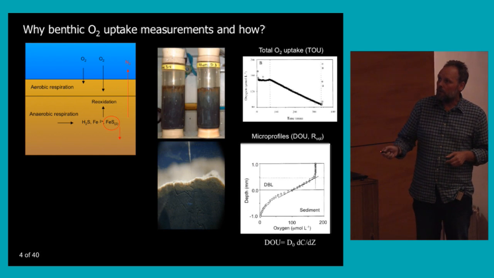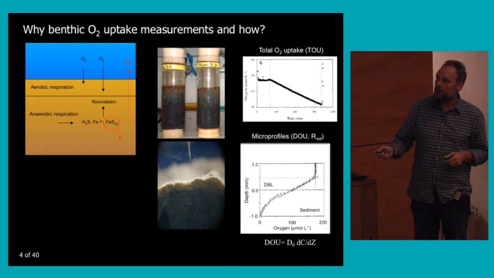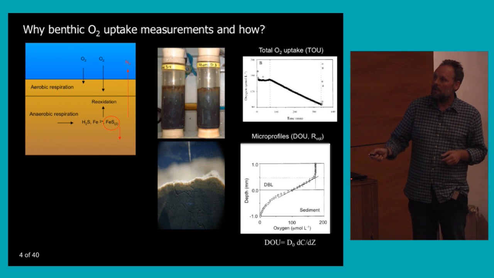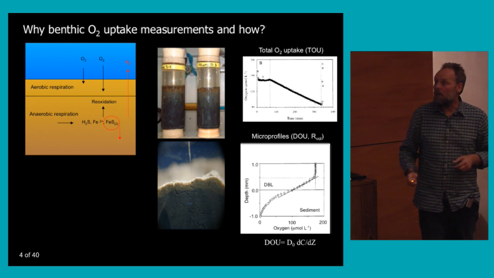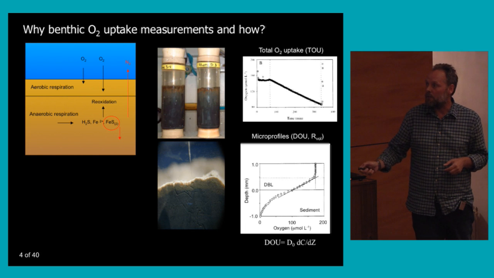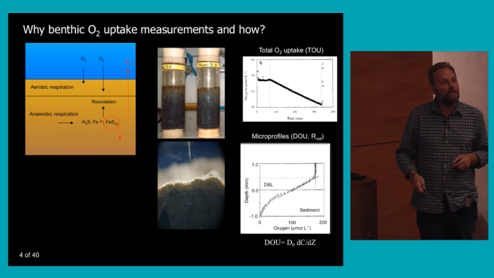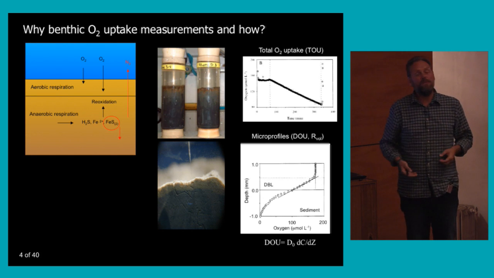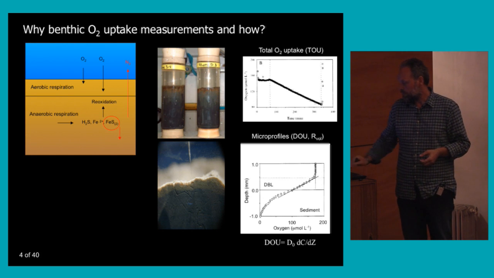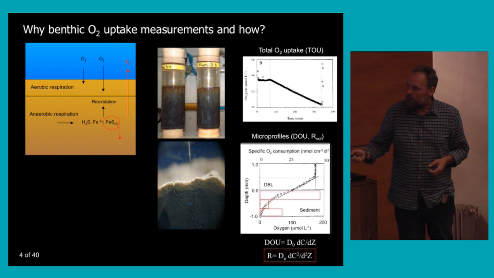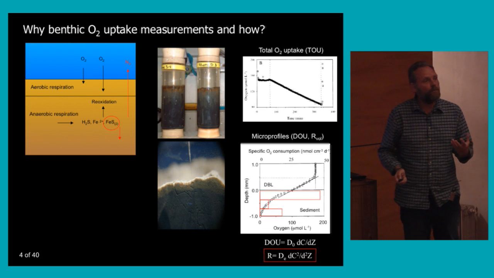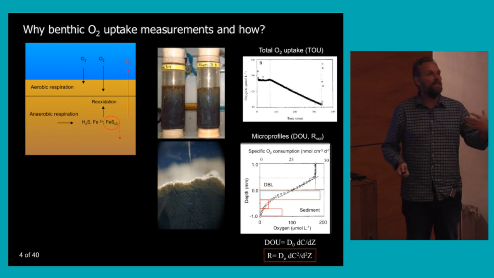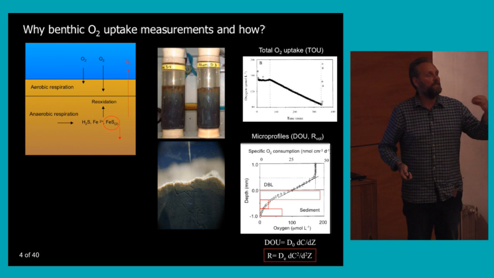You can also, from microprofiles, measure the oxygen profile through the water-sediment interface, and from the distribution of this, calculate how much oxygen is consumed here. You can use Fick's first law of diffusion, take the gradient in the diffusive boundary layer, and thereby calculate how much diffusive uptake this sediment has. You can also, from the curvature of the concentration profiles in the sediment, say, well, where is this oxygen consumed? What is the volume-specific activity?